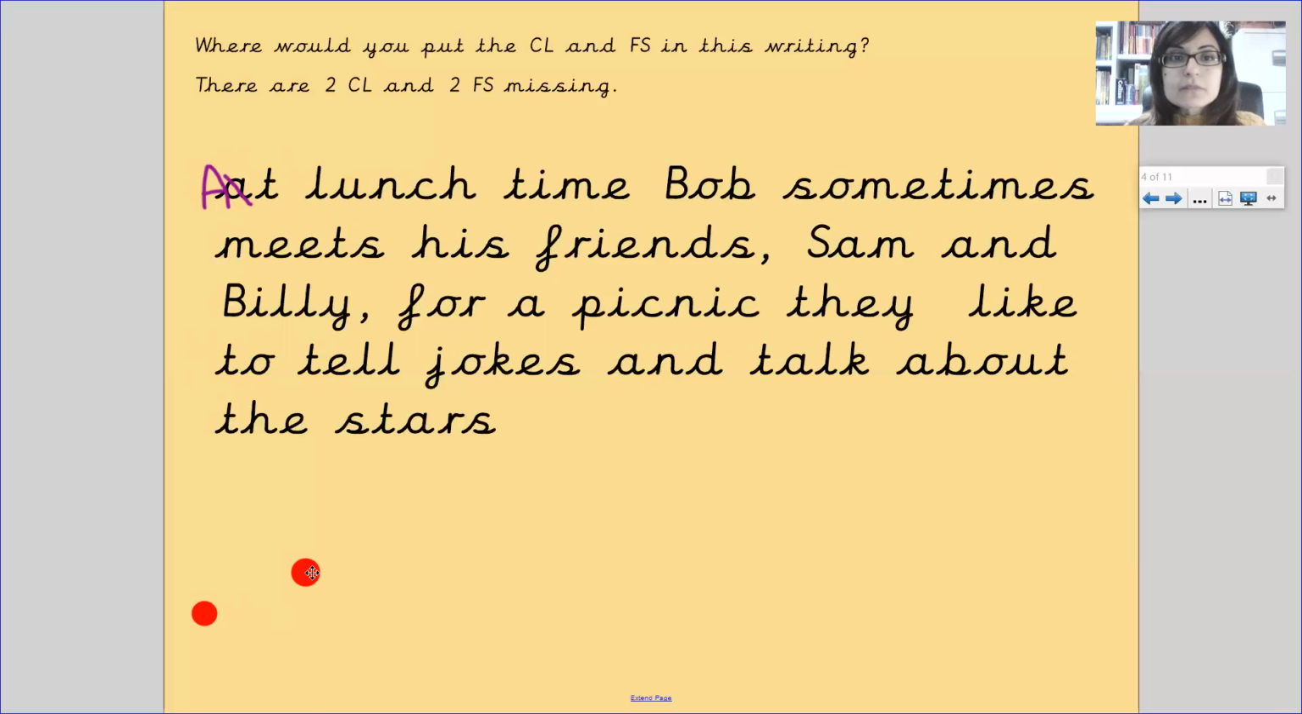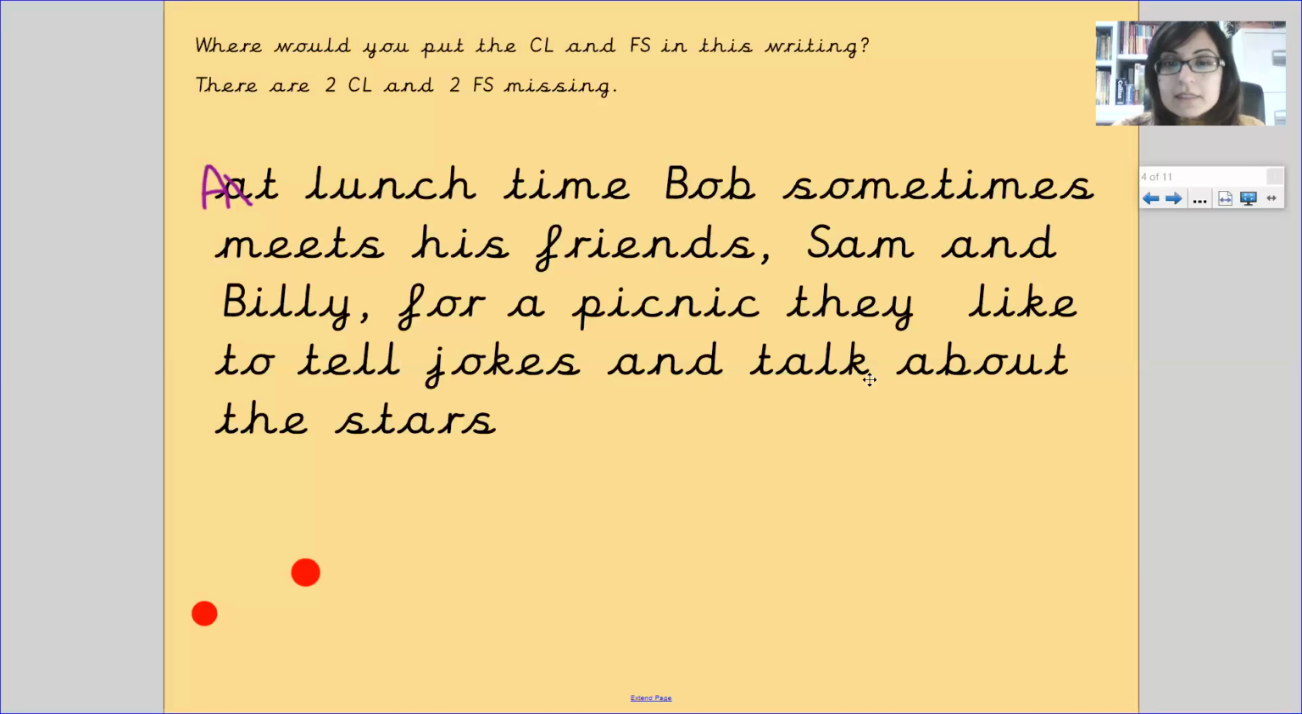At lunchtime, Bob sometimes meets his friends Sam and Billy for a picnic. They like to tell jokes and talk about the stars. So the first idea is about Bob at lunchtime meeting his friends. And the second idea is what they do. So you know that telling jokes and talking about the stars is very different. It's a different idea to when he's sitting with his friends and having a picnic.